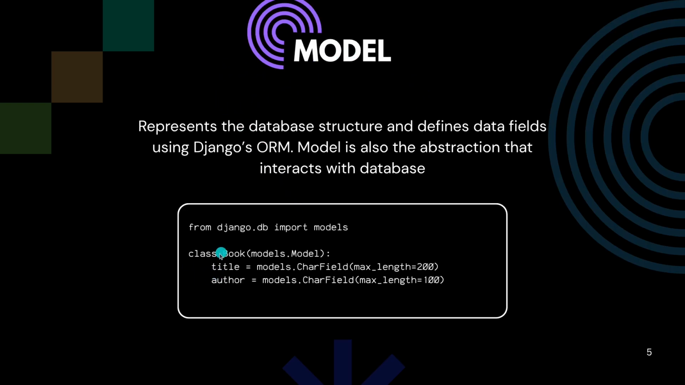In this code snippet, we can see a Book class which is inheriting from the models.Model class. And we have two fields in this class, title and author, both of type CharField with the specified max length. With this code, a book table will be created in the database. It will have three columns: ID, title, and author. The ID is automatically created for each model.